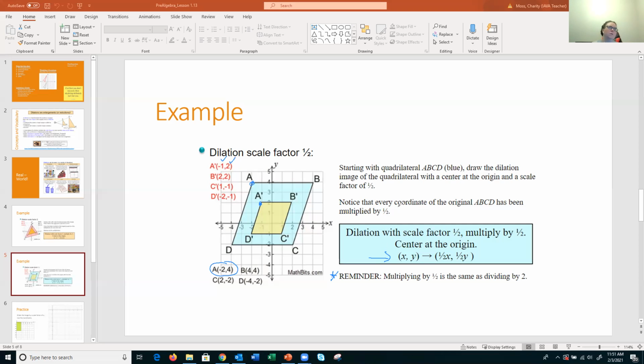If you aren't given the coordinates or given the rule, they may just say, hey, it has a scale factor of 1/2. Then you can just literally take the sides and cut them in half. And we'll look at a problem like this here on the next slide.